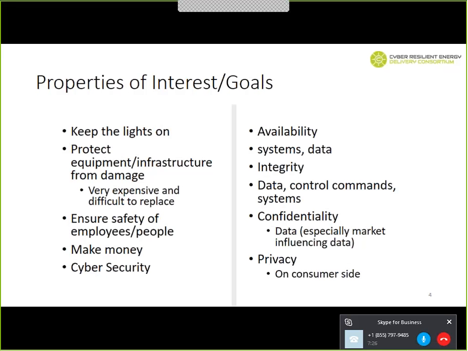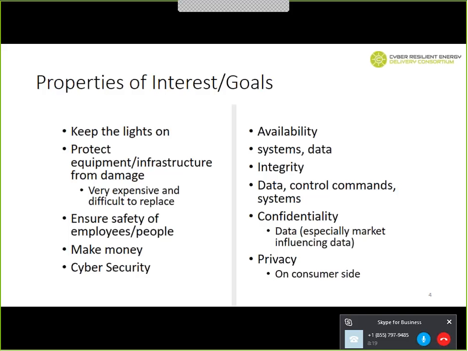So what are the properties in industrial control systems that we look to satisfy, and what are the goals of that? At the top level, the standard operating paradigm for industrial control systems is that they need to keep the lights on. In the electric power grid, that's the utmost important job. But there's also more than that. We need to protect the equipment and infrastructure from damage, because if we don't, then we can't keep the lights on. Some equipment is also very expensive or difficult to replace, so that factors in too. If something does break, it may take months or years or millions of dollars to replace it, in the case that it's a critical component.